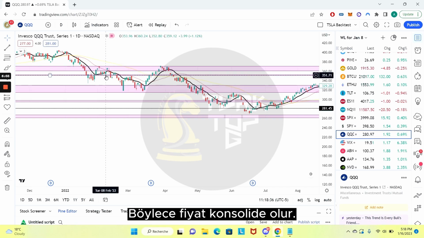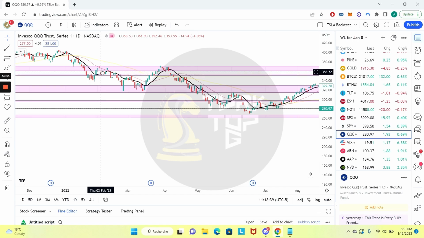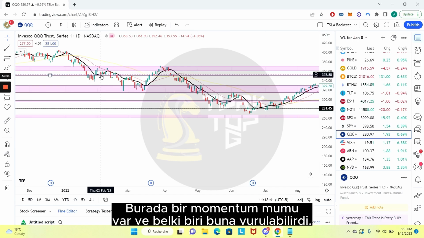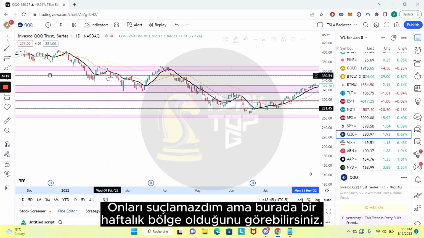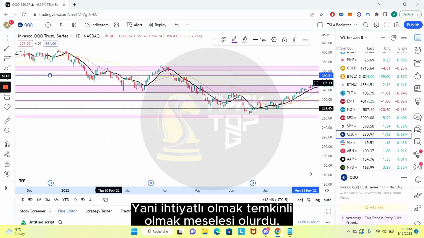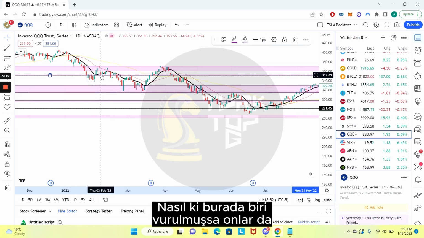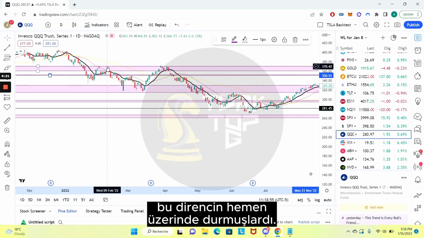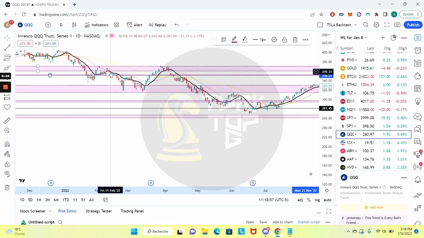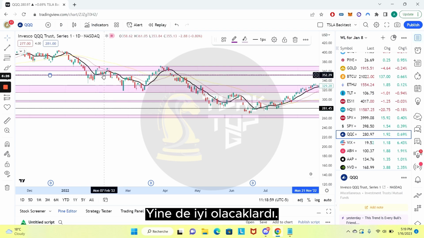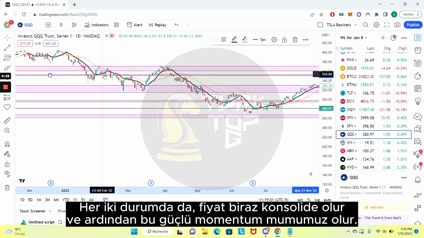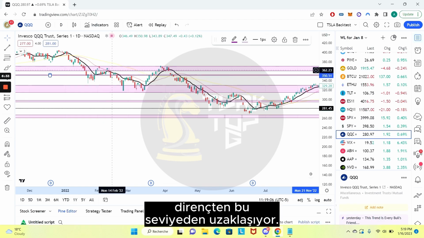So price consolidates. It tries to have a momentum. It does have a momentum candle here, and maybe one would have got short at that. I wouldn't blame them, but you can see that there's a weekly zone right here. So that would have been a matter of caution. But in the same way, if someone got short here and they had their stop right above this resistance, they would have still been fine. Either way, price consolidates a little, and then we have this strong momentum candle going away from this level, from the resistance.